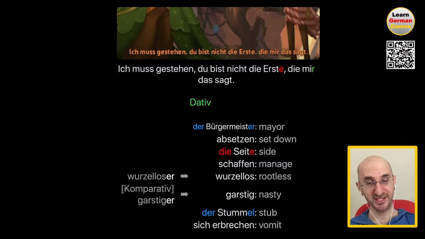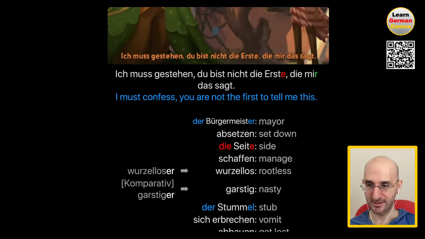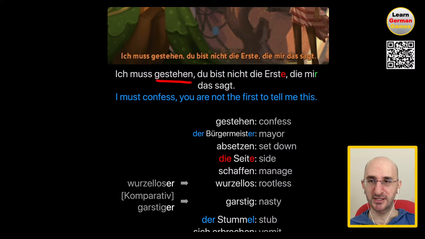Ich muss gestehen, du bist nicht die Erste, die mir das sagt. Gestehen is to confess. Ich muss gestehen, I must confess. Notice how I'm pronouncing the S, T. Always remember S comes before a T, the sound becomes sh. Du bist nicht die Erste, the first one. And he said die because she's a woman. Die mir das sagt, that to me, dative, that says. Because of the die here that comes after the comma, the verb goes all the way to the end.